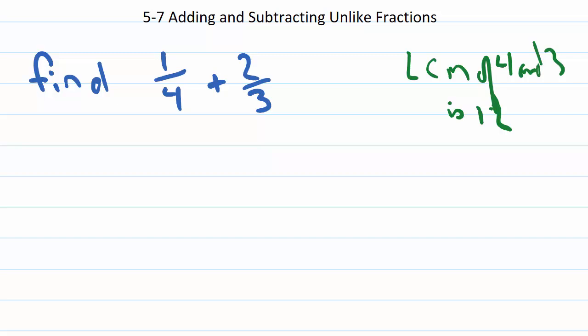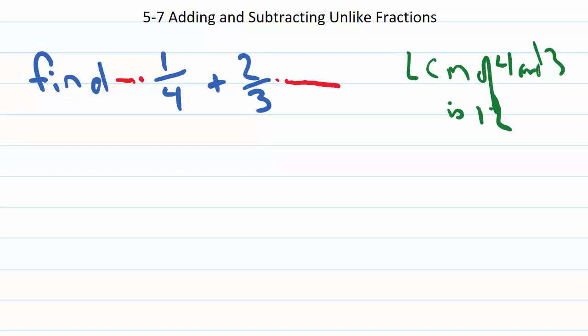So I can build these fractions without changing the value, to equivalent fractions, fractions that have the same value, just look different. And the only way I can do that is by multiplying by 1. So I can take 1/4 and multiply by 1, and I can take 2/3 and multiply by 1. I just need to choose a version of 1 that suits my needs. Remember, there's an infinite number of ways to write the number 1 because anything over itself equals 1.